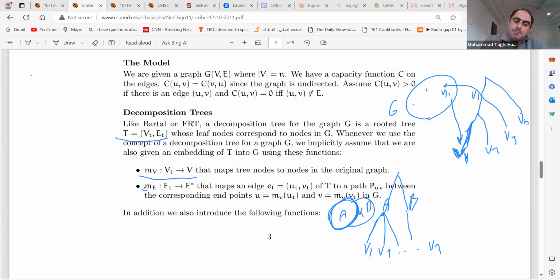Then we have another mapping ME that maps an edge UT to VT. So this is the map from this vertex to this vertex. This maps this guy to a path in the graph. So this one is corresponding to V1, this other one corresponding to, say, V3. And there is a path in the graph between them. So this edge will be mapped actually through this path in G. And this is the function ME that we have.